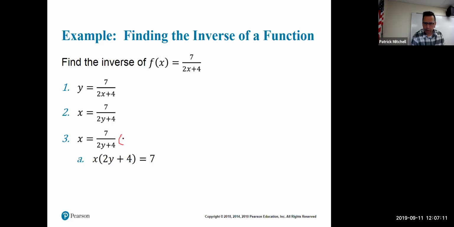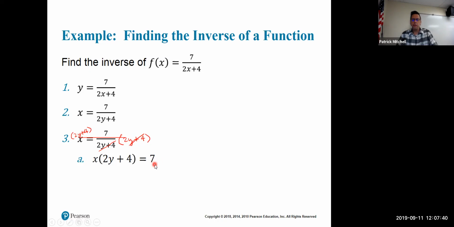I multiplied this side by 2y plus 4. Sorry about that crazy line there. Multiplied this side by 2y plus 4. Okay. So on this side, it cancels the 2y plus 4 and just leaves me with the 7. So that's how I get x times 2y plus 4, like you see here, equals 7. All that's left on the right side is 7.